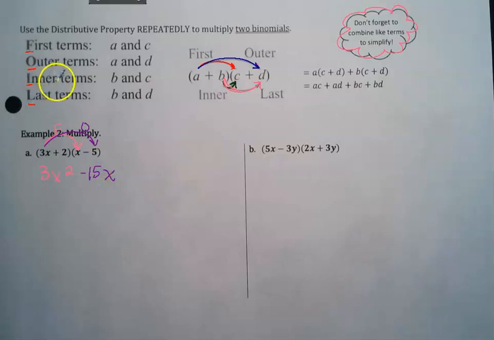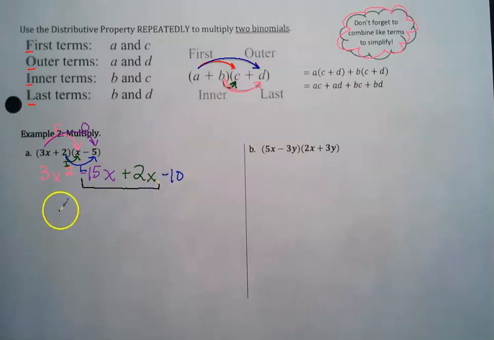Then we're going to do our inner terms, the terms on the inside. So 2 times x, these are our inner terms. That gives me a positive 2x. And our last terms, the last term here and the last term here. 2 times negative 5 is negative 10. Then I remember to combine my like terms. What are my like terms? Excellent, the negative 15x plus 2x. This gives me 3x squared. Negative 15x plus 2x is negative 13x, and then minus 10.